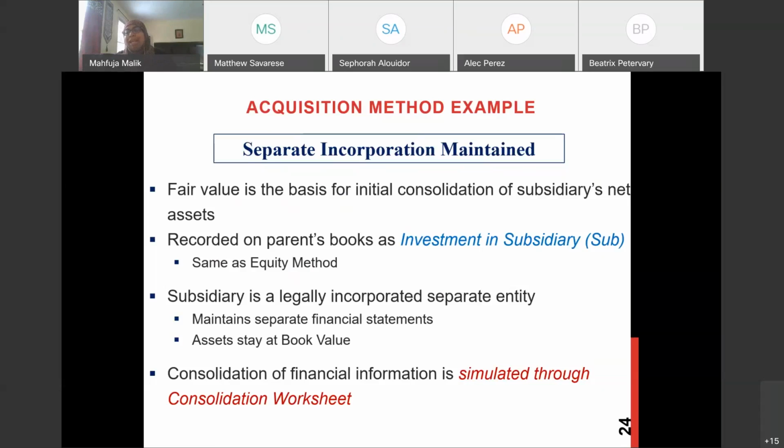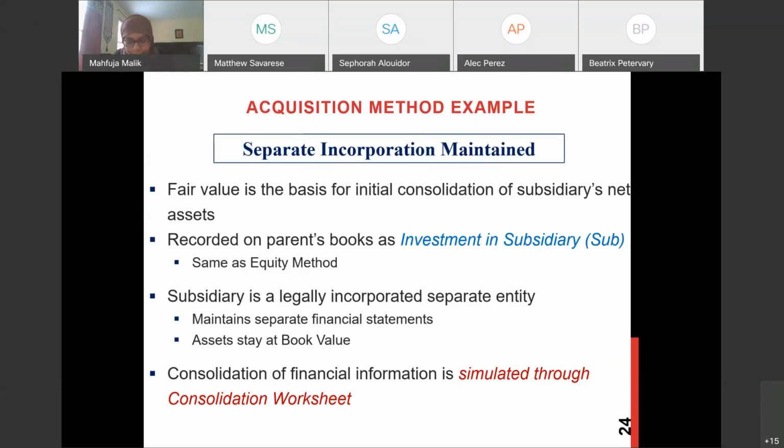Later, we will eliminate the investment balance. Rather, we will add balance sheet to balance sheet. So I'm repeating, initially we will show it as an investment, right? When you are purchasing another company, of course, it's an investment, but we will reduce the investment, we'll make it 0, and we'll add balance sheet to balance sheet.